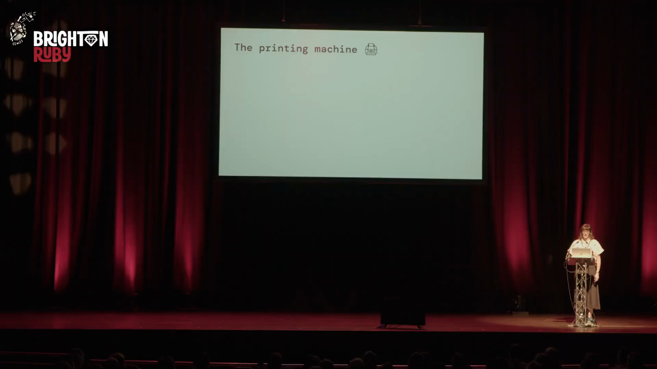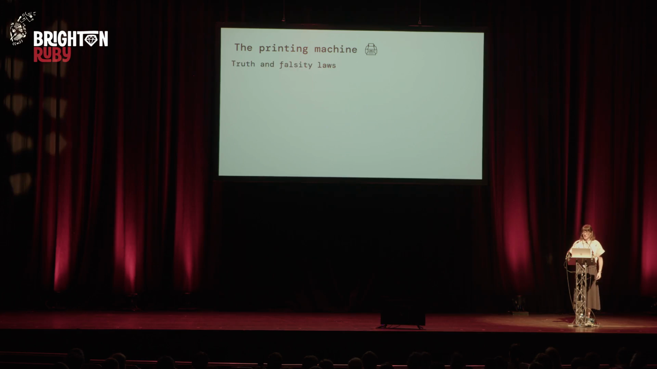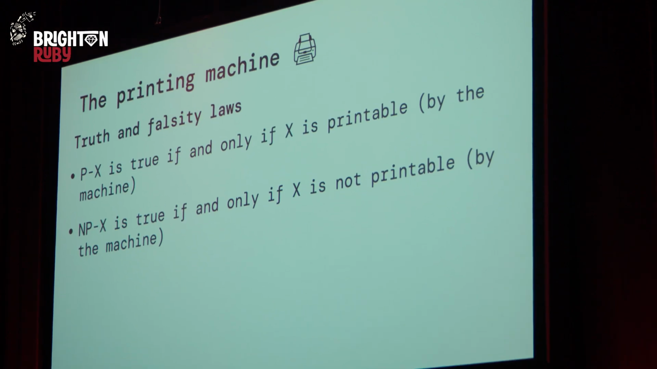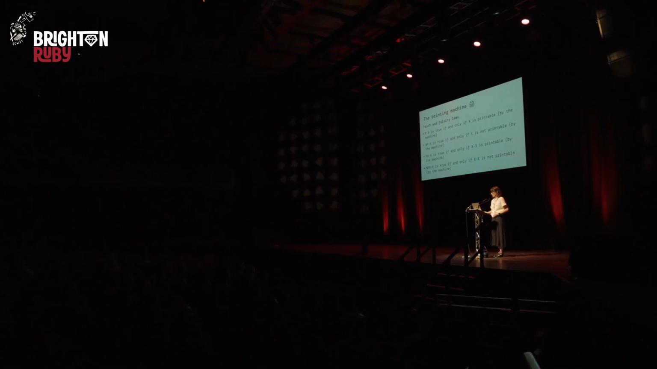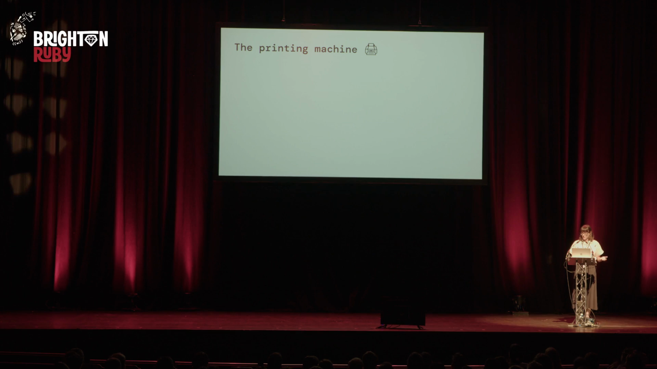Okay, so enough with that. We are back to our printing machine. Now we can give a precise definition of truth and falsity for the sentences, and they have the intuitive meaning you would expect. P/x is true if and only if x is printable by the machine. And Px is true if x is not printable, and so on. The same for the associates. So for example, given a sentence like P-NA, which means that if it's true, the machine cannot print NA, then PNA is false, okay?